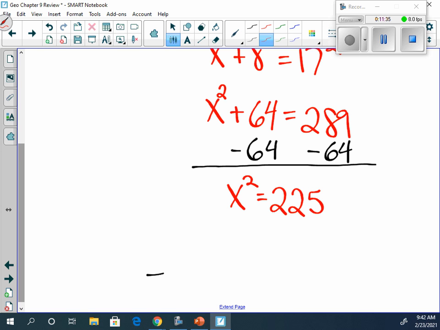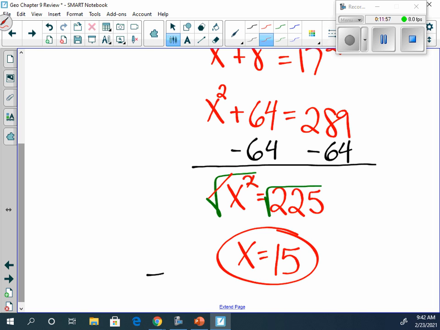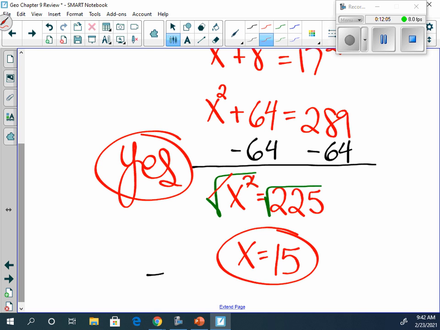So we're almost done. We got X by itself. There's nothing out here subtracted, but it is squared. So to undo a square, we have to take a square root. So the radical and square root would cancel. And we could plug the square root of 225 into the calculator, and it will give us 15. So this here would be, yes, it is a Pythagorean triple because all three side lengths are whole numbers. And our missing side length is 15.